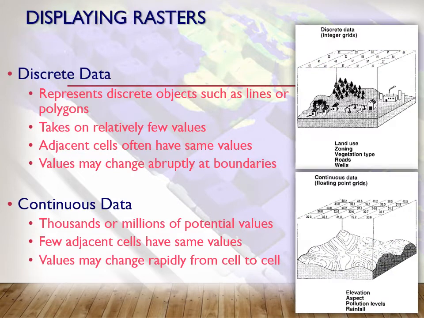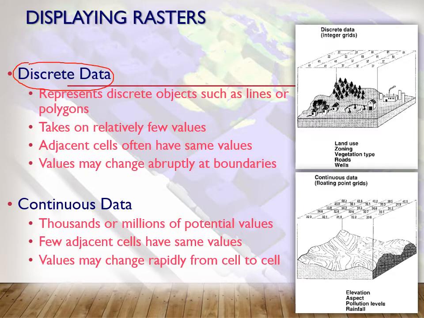So displaying rasters: even though continuous data are best represented by rasters, it does not mean that rasters only use continuous data. We can also represent discrete features using rasters. And they usually represent lines and objects on, let's say, a topographic map.